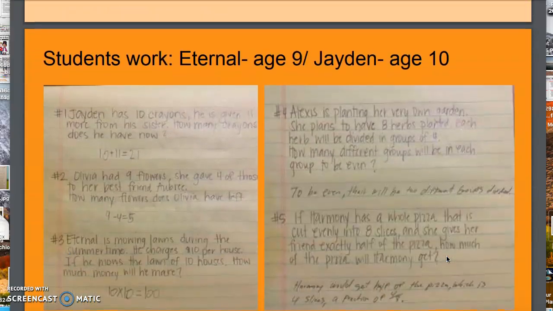Here I'm showing the children's work. Problems 1 through 3 were answered by Eternal, who's age 9, and then 4 and 5 were answered by Jaden, age 10. I gave each of the children the problems to answer, and both of them did quite well.